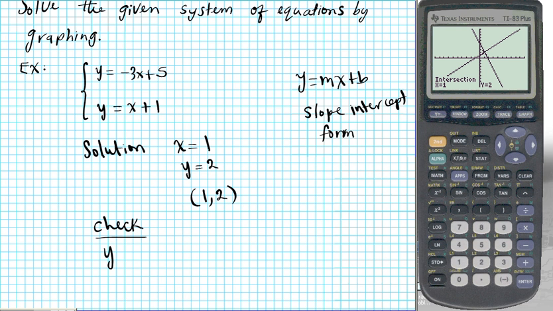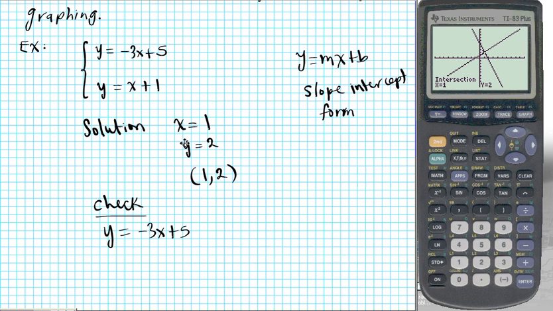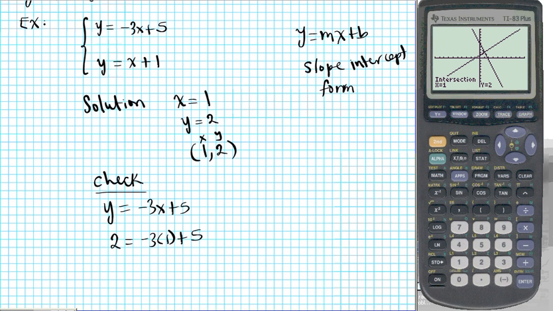So let's check the first equation, y equals negative 3x plus 5. I'm going to plug in 1 for my x and 2 for my y and see if I get a true statement, alright? So the question is, does 2 equal negative 3 times 1 plus 5? Is 2 equal to negative 3 plus 5? Is 2 equal to 2? Absolutely, that works out.